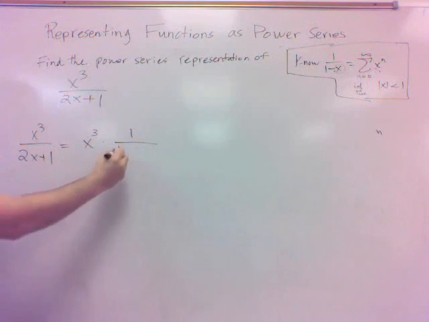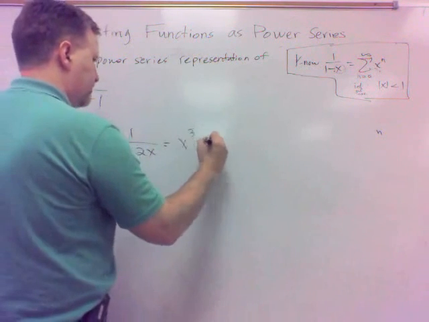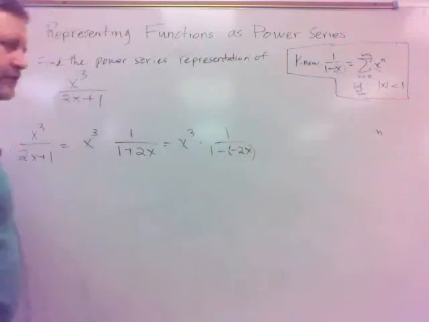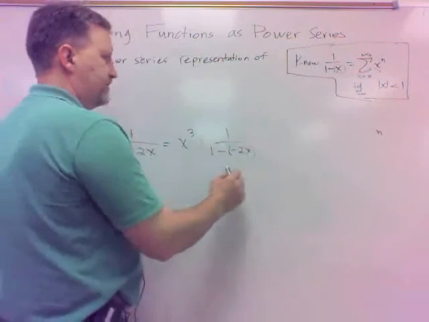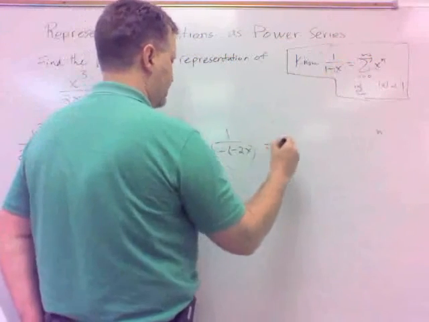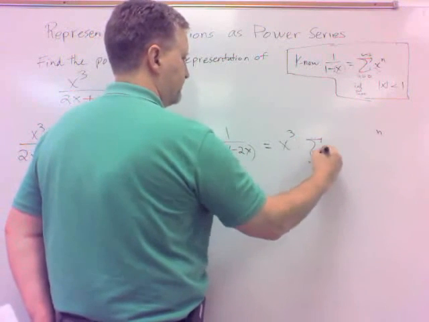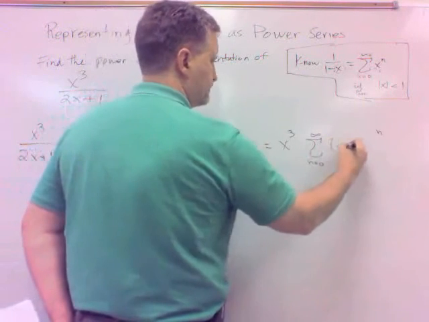Let's flip that around. Easy enough. So it's 1 over 1 plus 2x. So we need our negative trick there. x cubed, so that's 1 over 1 minus negative 2x. So far, so good. So now this I can represent as a power series using that. So it would be x cubed times the power series, n equals 0 to infinity, x now is negative 2x to the n.